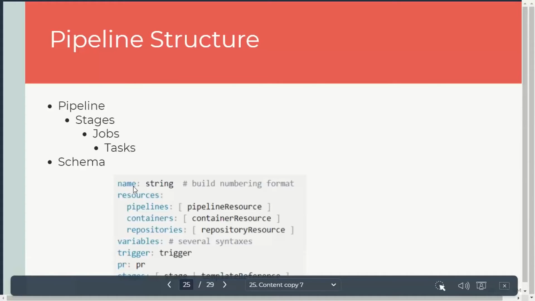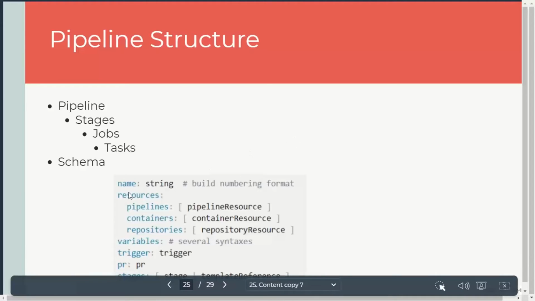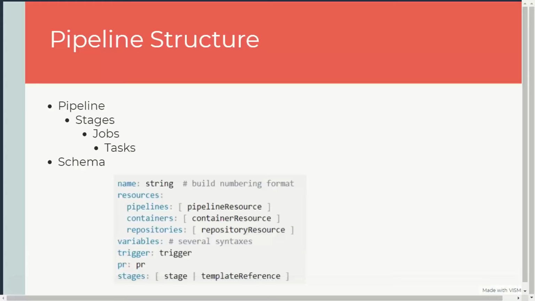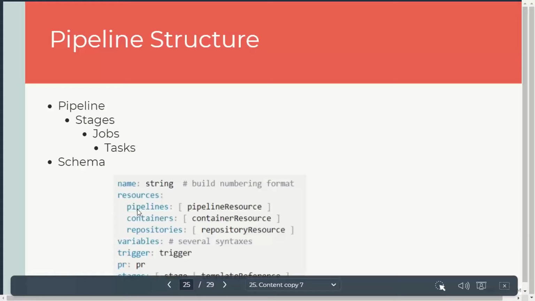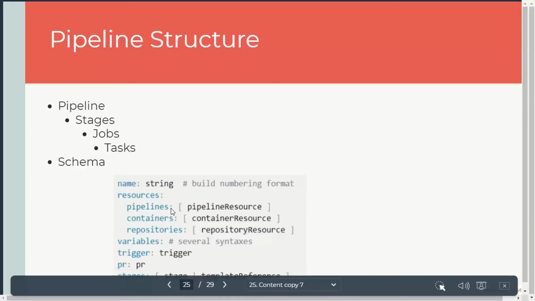For example, this is the schema we have to follow when we are writing any Azure pipelines file. Okay, so this is the build numbering format, the name key, and under that the resources. So what are all the resources for our Azure pipeline? Sometimes we will refer to the artifact of other pipelines, and we will be using it in our pipeline, so we mention that in the pipelines key here.